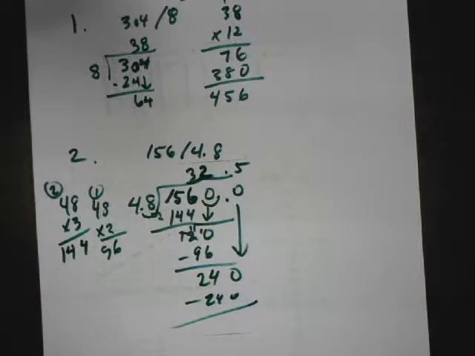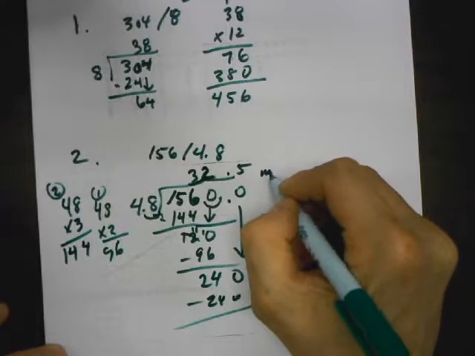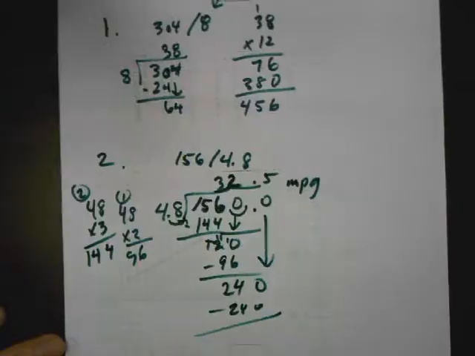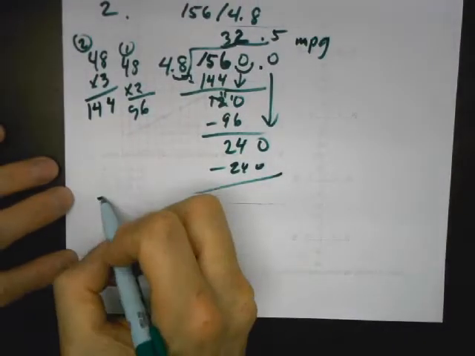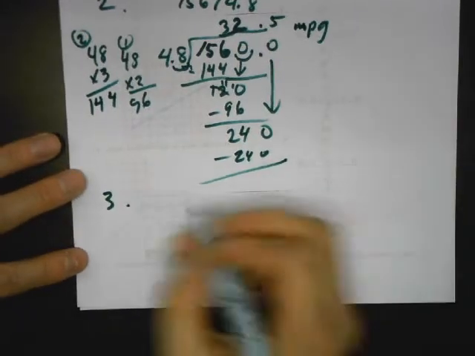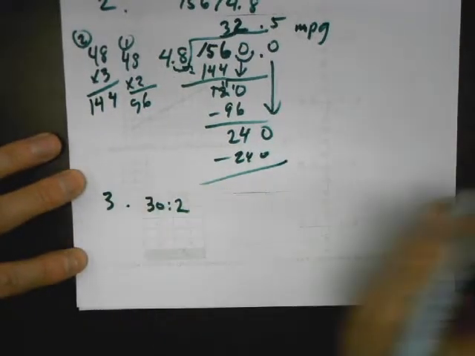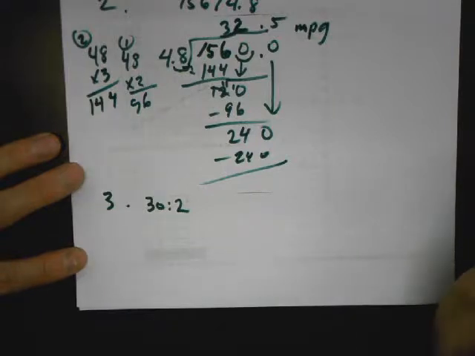32.5 is their answer. What it means is 32.5 miles per gallon, MPG. MPG, miles per gallon. All right, number 3. There are 30 boys to 2 girls in a wrestling class. What's the boy to girl ratio?